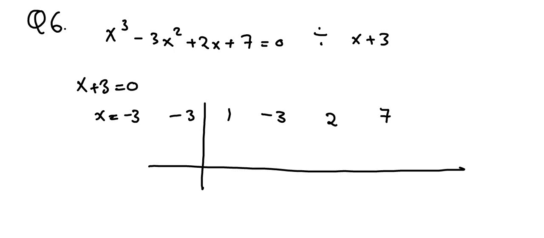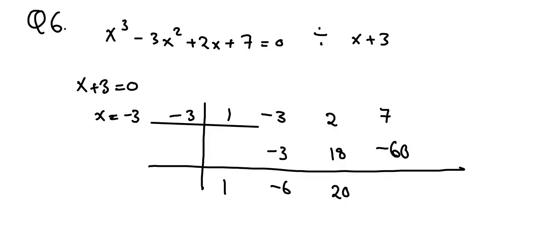Then bring the 1 down. So this is a 1 there. Then multiply -3 times 1. That's going to give us -3. Add this. You get a -6. Multiply that. You get what? You get 18. Then you add this. You simply get a 20. You multiply again by that. You're simply going to get a -60. Then you add this side, you're going to get a -53.